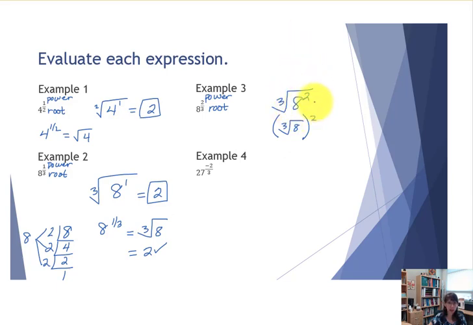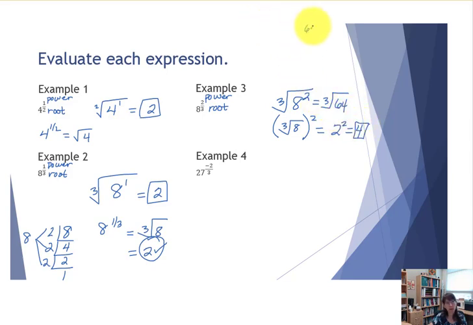So if I raise to the power first, that means I'm looking for the cube root of 64. If I do it this other way, cube root of 8, well, we just found that out, right? Remember, that was 2. So this says to take 2 and square it. See, that's much easier. That would make 4. Now let's see if the cube root of 64 is really 4.